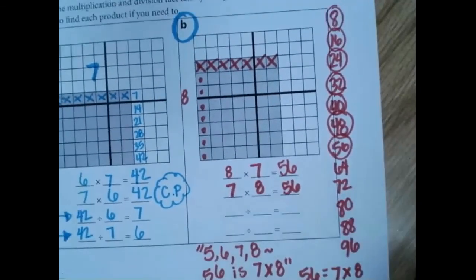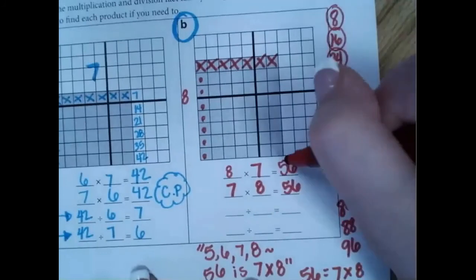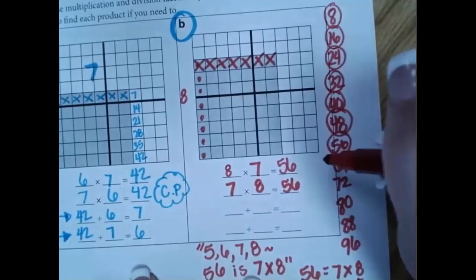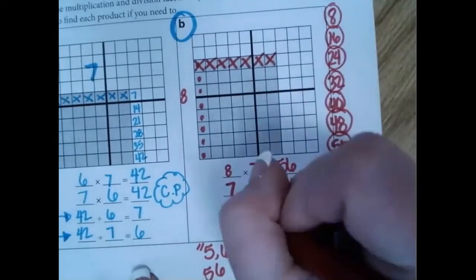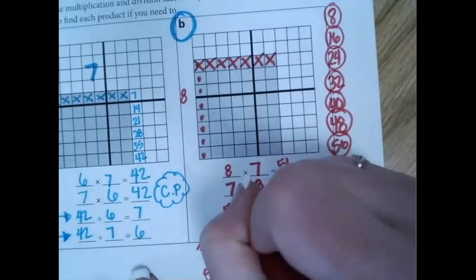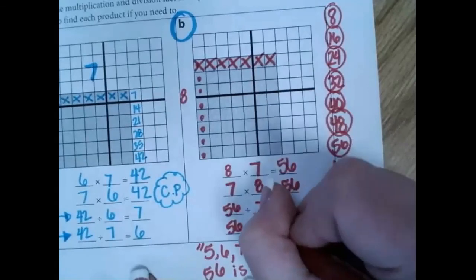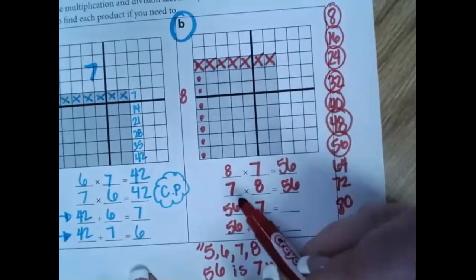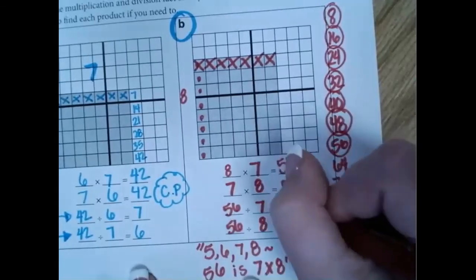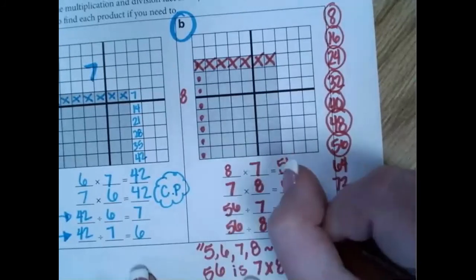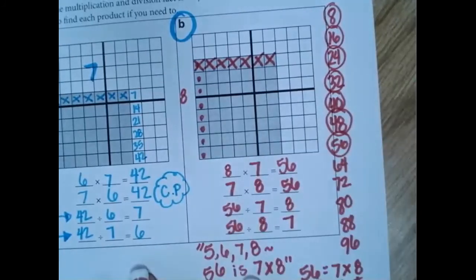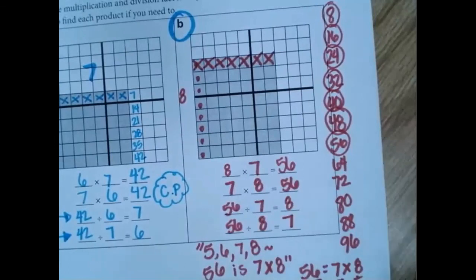Okay, so now remember you take that product and it becomes the dividend. The end of the multiplication is the beginning of the division. So we'll put 56 here for our dividend. Pass out our factors. They are our divisors, 7 and 8. And then it's the opposite. 56 divided by 7 is 8. And 56 divided by 8 is 7. And remember, we call these a fact family.